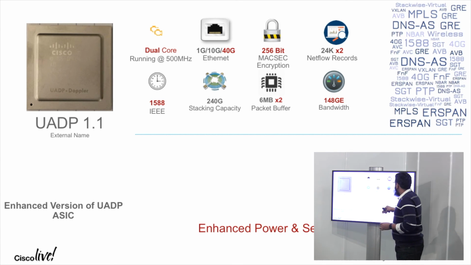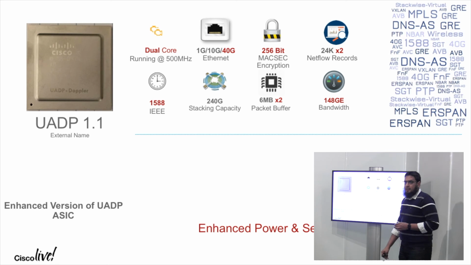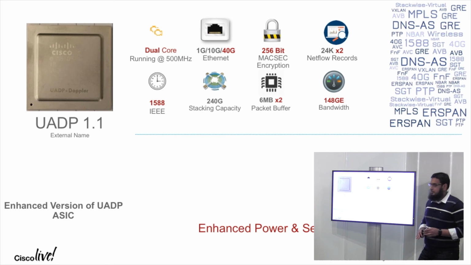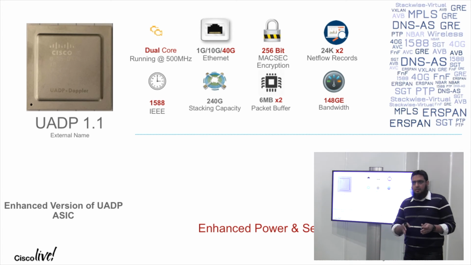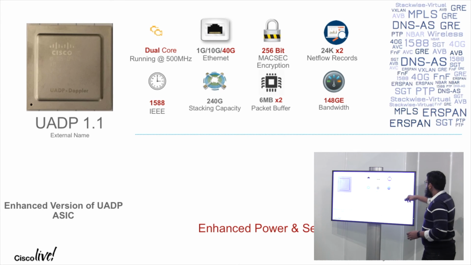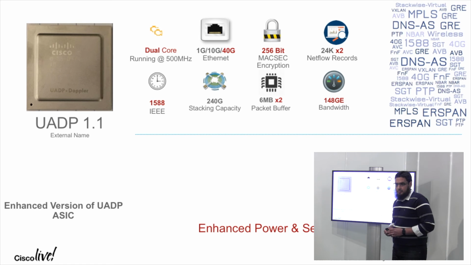Each of these cores has 24,000 NetFlow entries, right? And an additional security feature here is we have 256-bit MACsec encryption, right? This is a micro engine in the chip that can do the MACsec, unlike MACsec being done on the PHYs. Okay. Now, what that means, this comes with a new range of software features that we can do, right? Features like AVB, ERSPAN, StackWise Virtual, 40 gig capability, and so on.